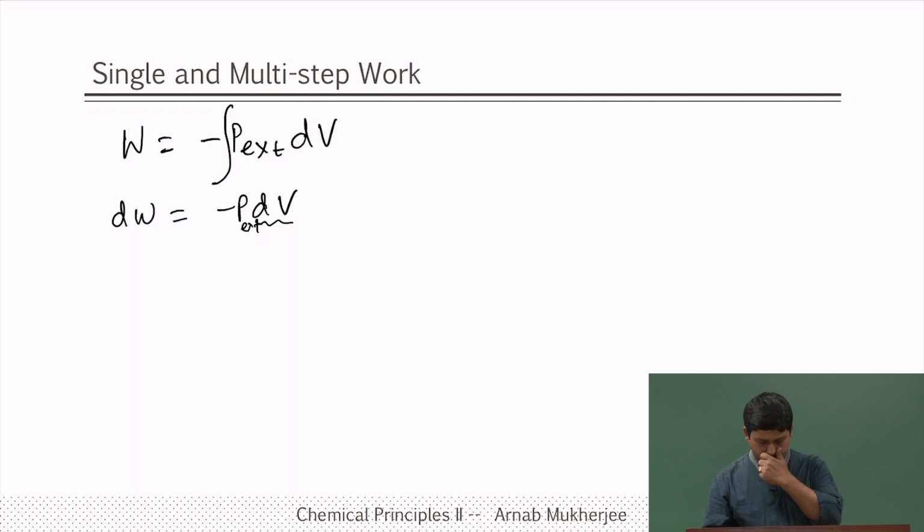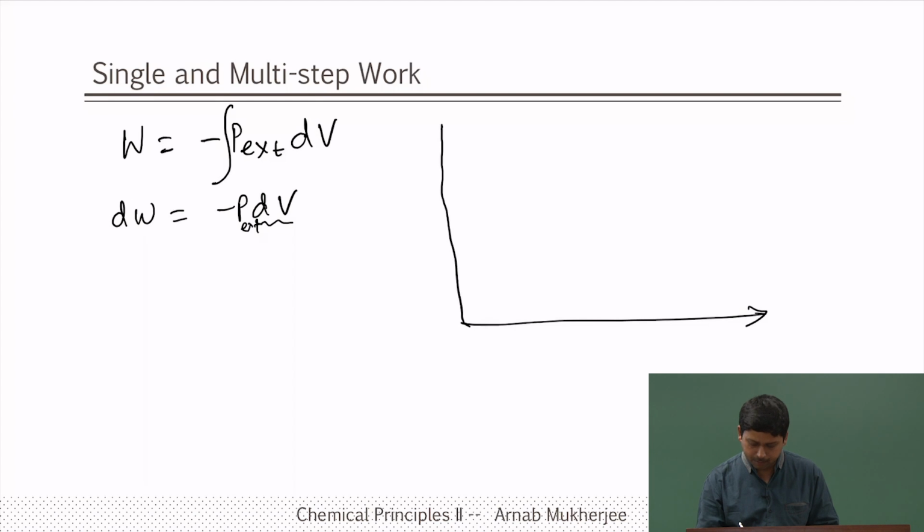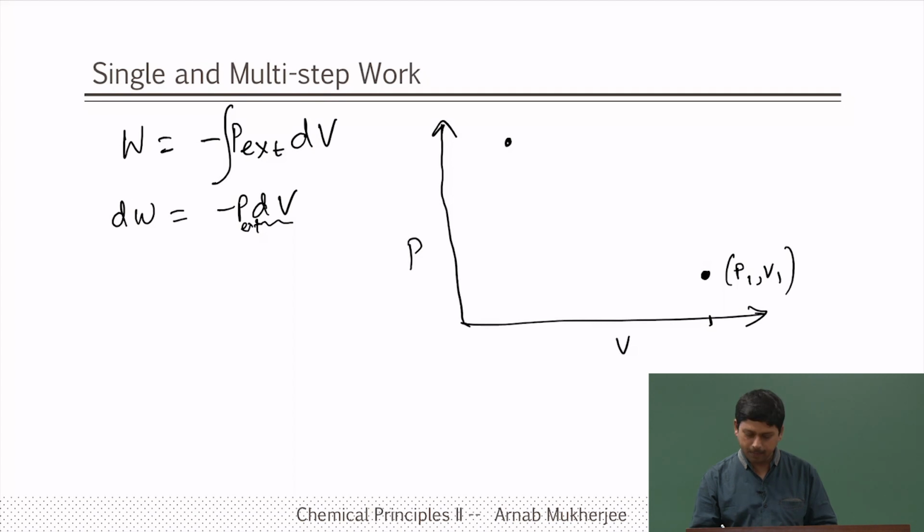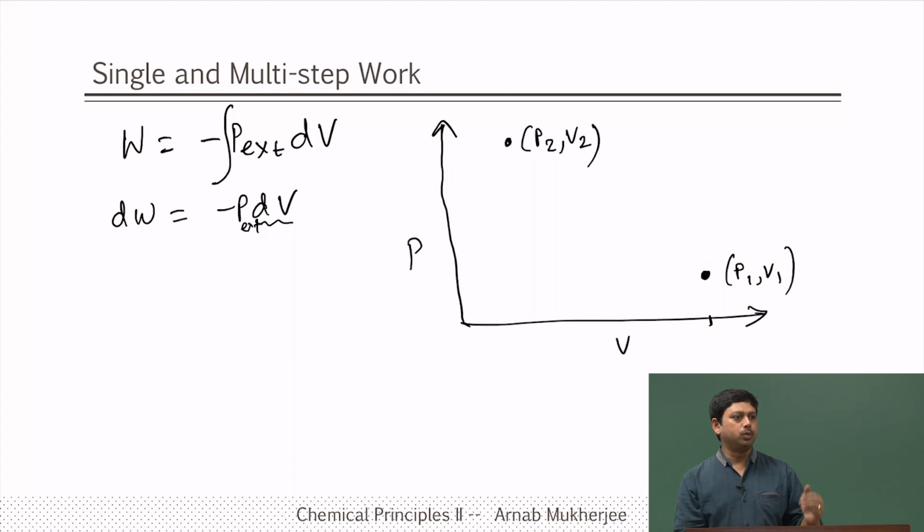Now, let us see what happens when you go from one point to another point. Let us take 2 points, on a P versus V plot, this is P 1 V 1 and this is P 2 V 2. Let us say we go from P 1 V 1 to P 2 V 2. You can imagine that process as follows.